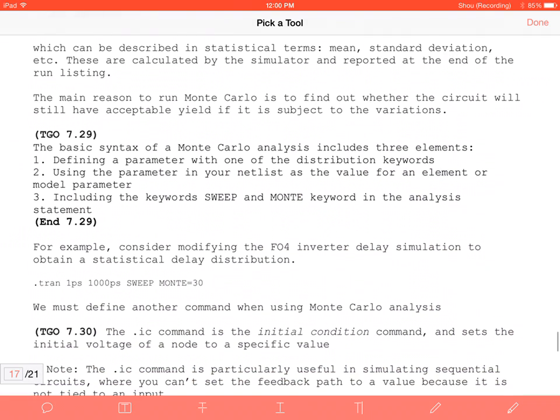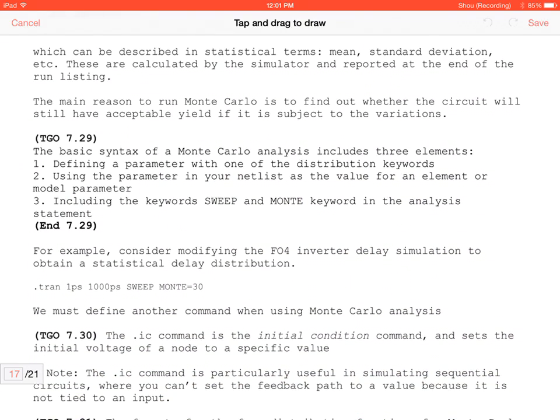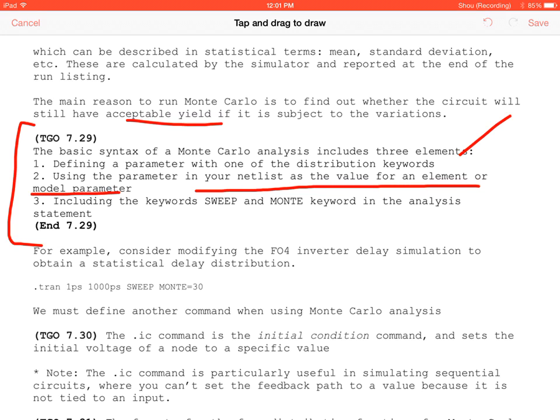So we have the basic syntax. That's what we just started, talking about acceptable yield. The basic syntax of a Monte Carlo analysis includes 3 elements. First, defining the parameter with one of the distribution keywords, which we're going to go over here in a minute. Second, using the parameter in your netlist as a value for an element model parameter. And then we're going to use sweep or Monte in the analysis statement.